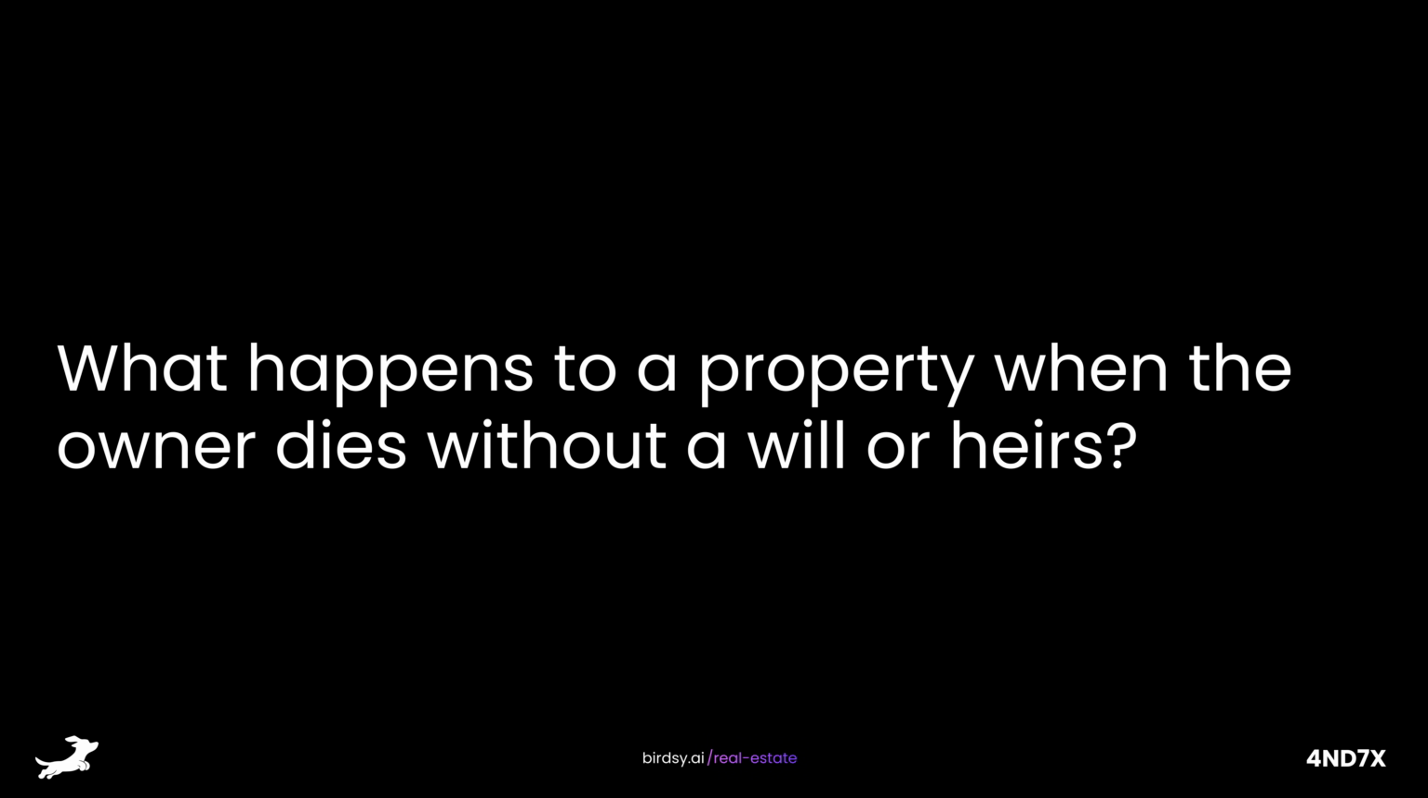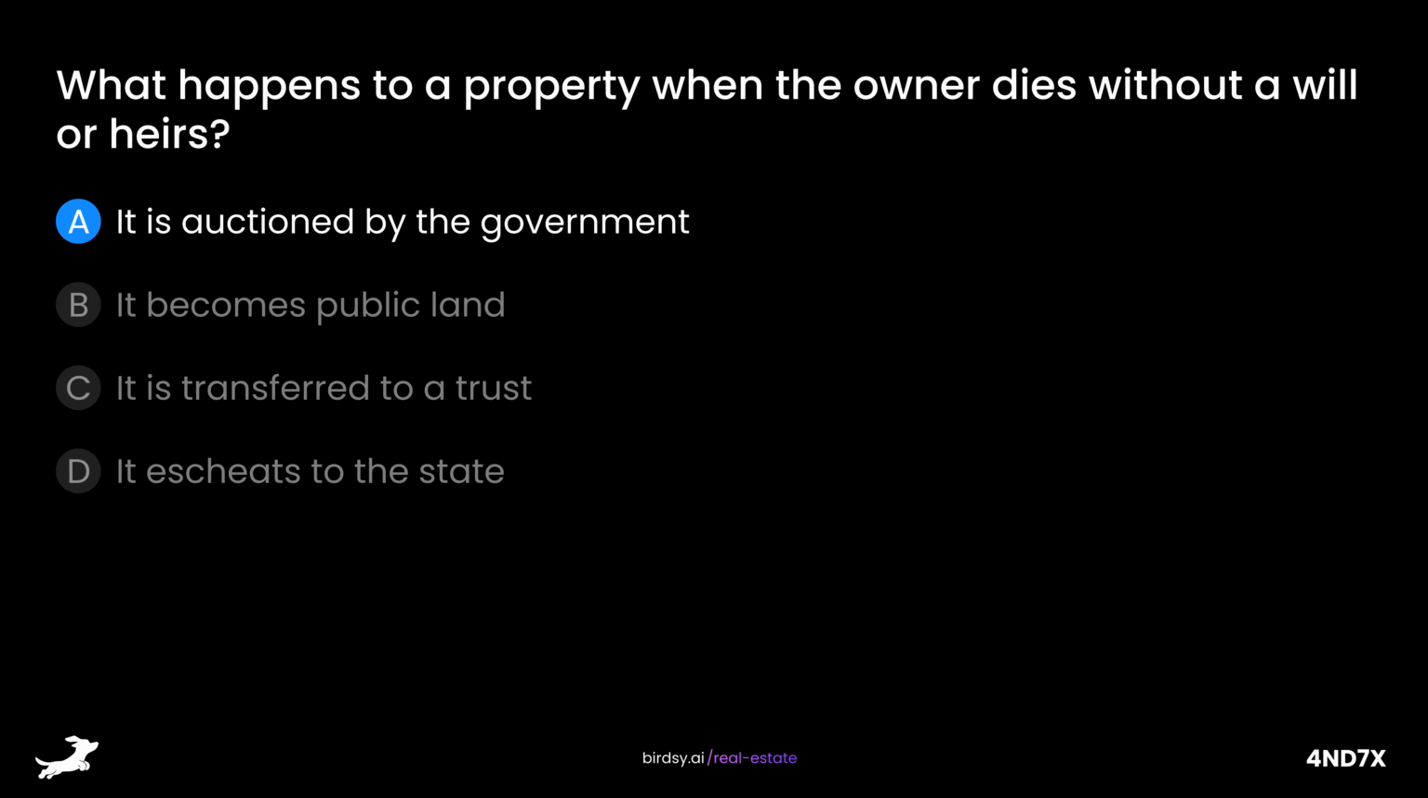What happens to a property when the owner dies without a will or heirs? Is it A, it is auctioned by the government? B, it becomes public land? C, it is transferred to a trust? Or D, it escheats to the state? The answer is D, it escheats to the state.